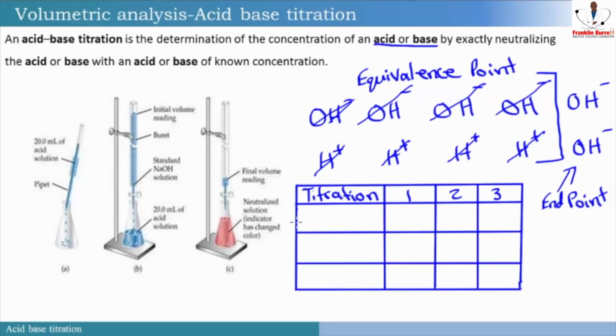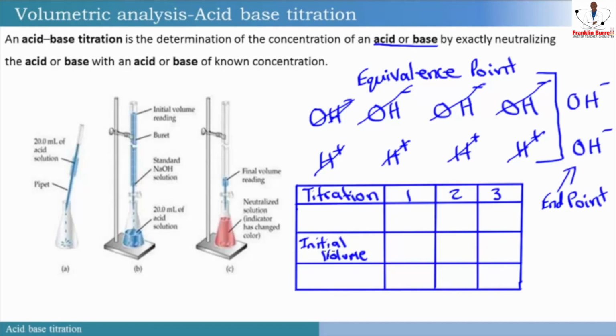Now, we need volumes. Notice that the pipette that we use is a 20 ml pipette, and we use it to measure out 20 ml of acid and place that acid into the flask. Now, we are going to run the sodium hydroxide from the burette. Let's say we start at 0. So our initial reading is going to be 0. So here we'll have initial volume.